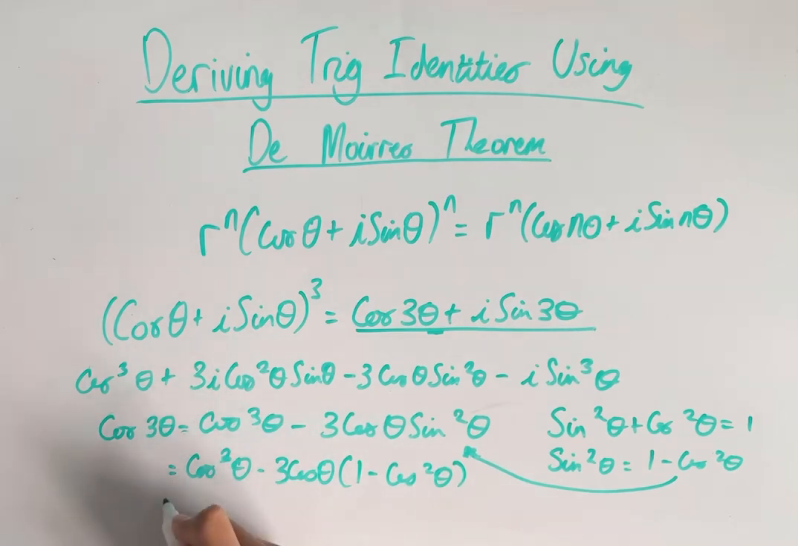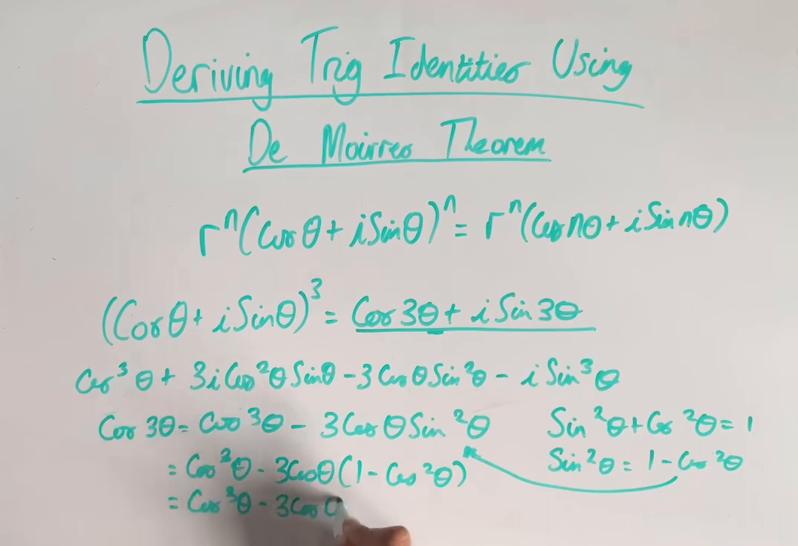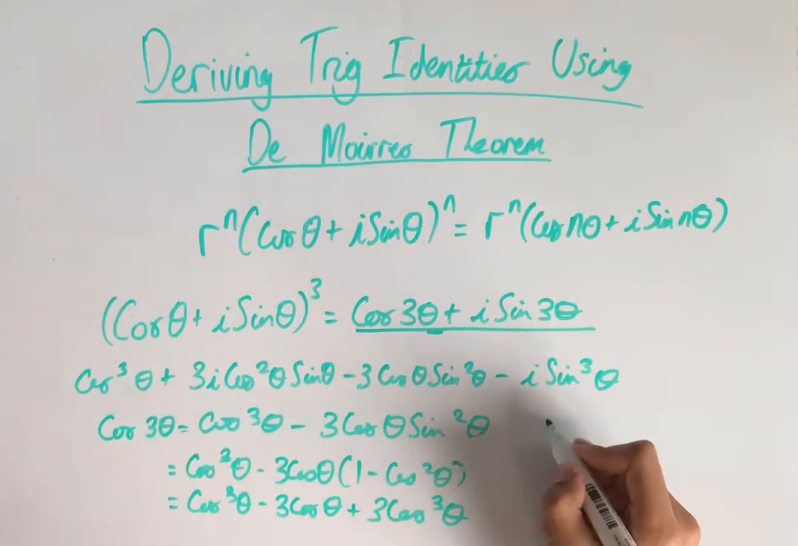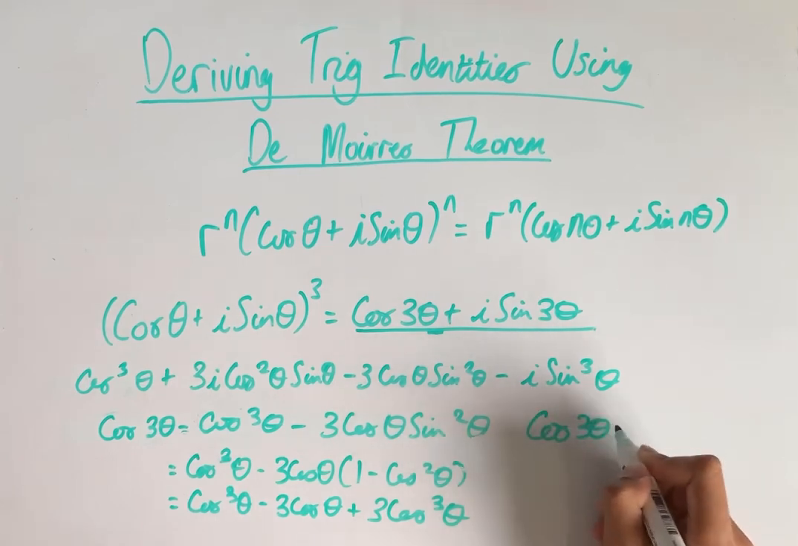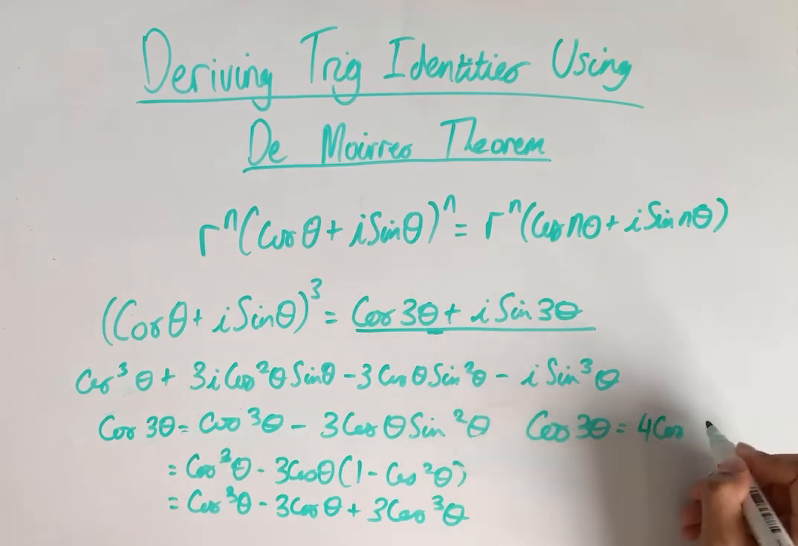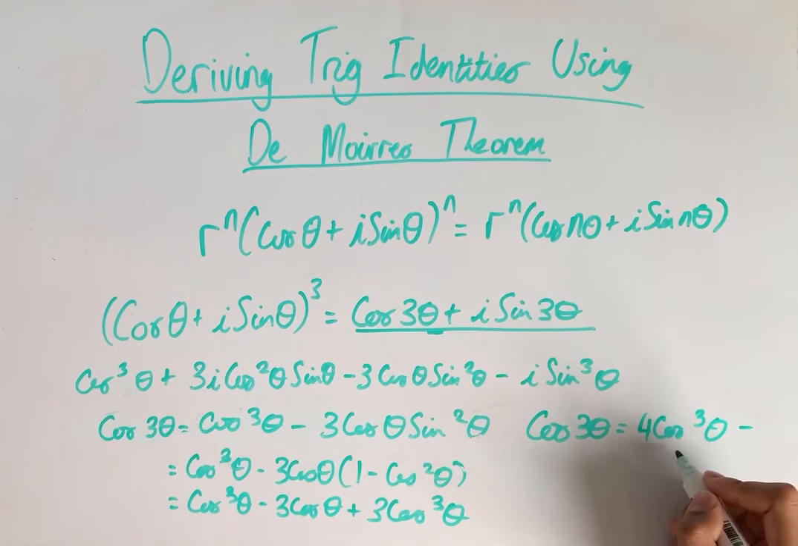Right? And now expanding this out, this just gives us cos cubed theta minus 3 cos theta plus 3 cos cubed theta, because we have a minus and a minus. So then we have cos cubed theta and 3 cos cubed theta, add them together, and in the end you'll get an identity that looks like cos 3 theta equals 4 cos cubed theta minus 3 cos theta.